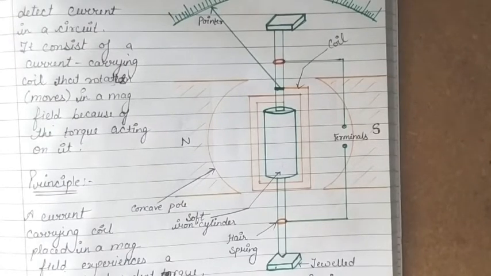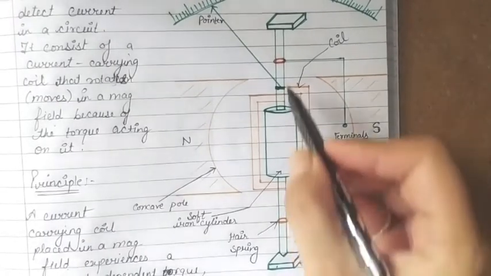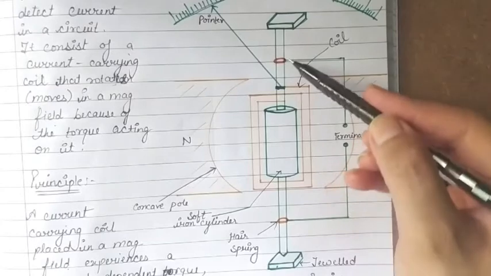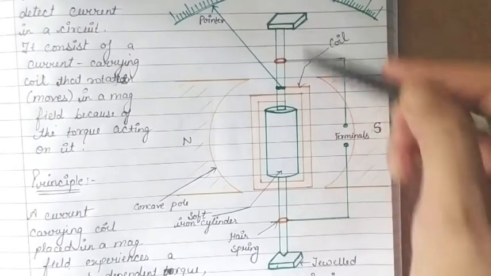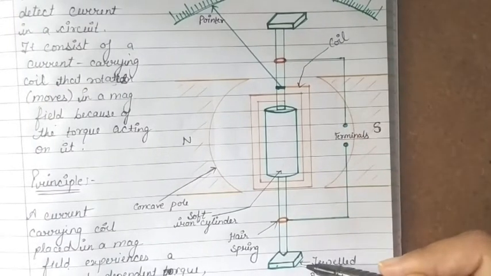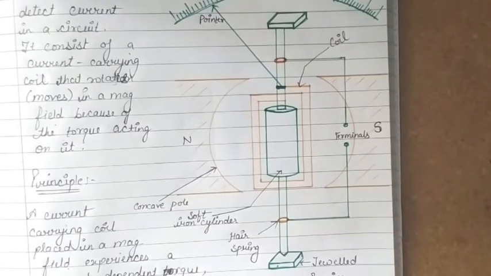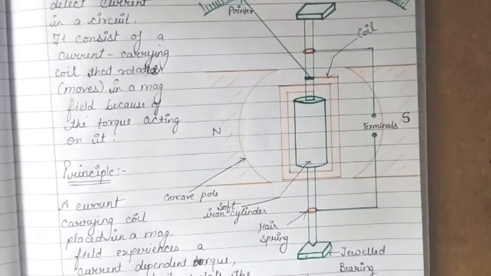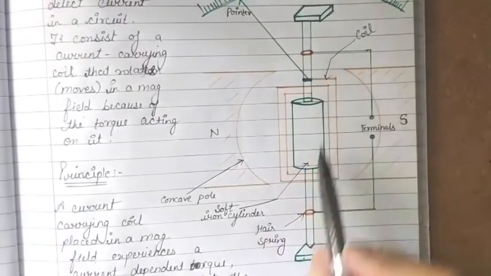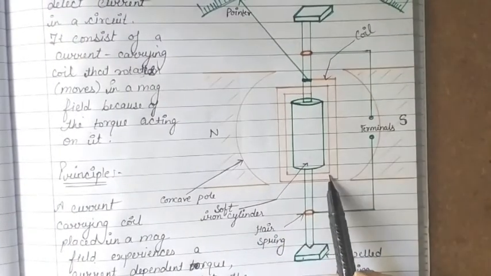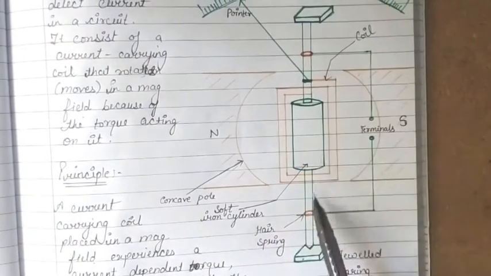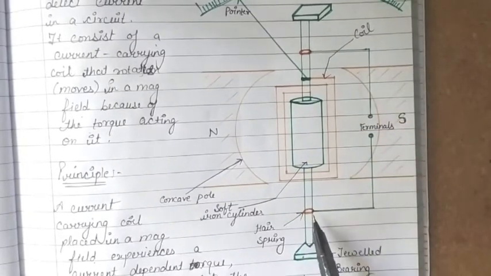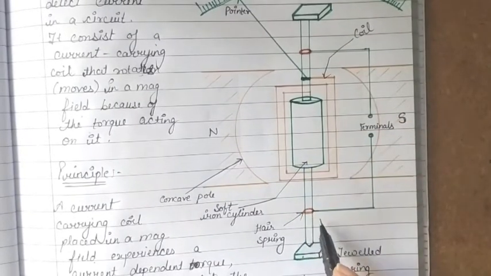Now the two ends of this frame are pivoted between two bearings. The ends of this coil are pivoted between two bearings. These are the two bearings, and the motion of the coil is controlled by hairspring. So we have a pair of hairsprings that control the motion of the coil. Whenever this coil rotates, its motion is controlled by these hairsprings on both sides of the coil.